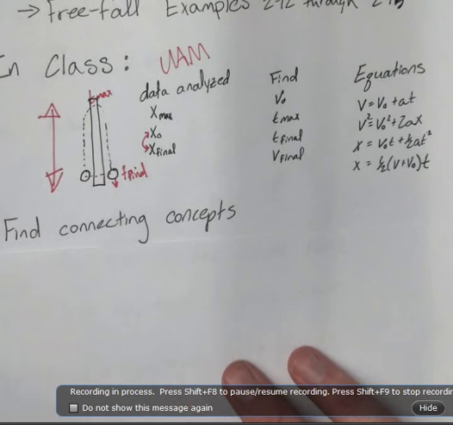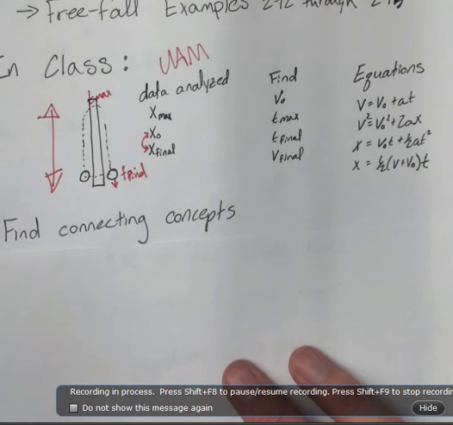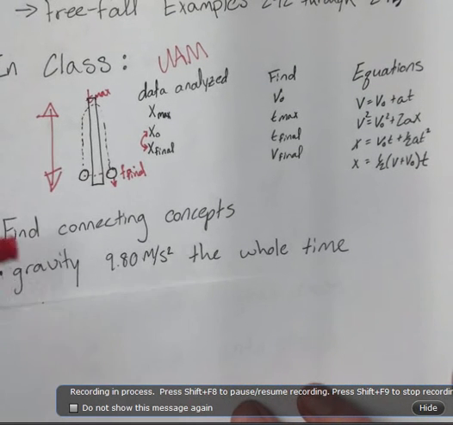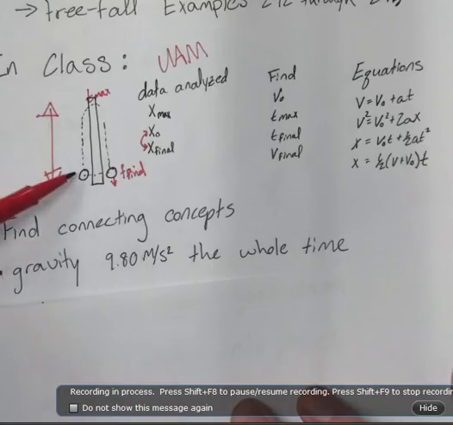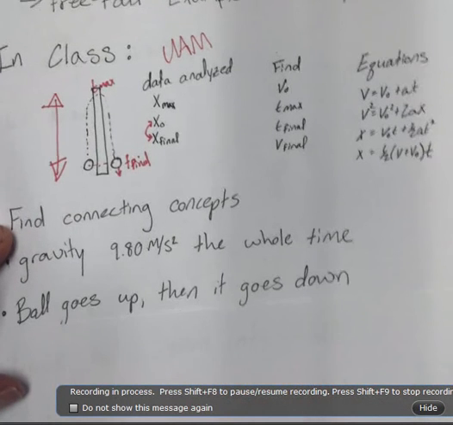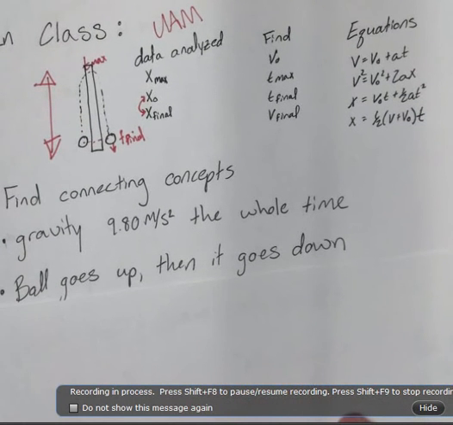In order for us to solve this problem, we're going to be finding the connecting concepts. One of the connecting concepts is that gravity, which is 9.8 meters per second squared, is acting on the ball the whole time, because I asked about the time that it left your hand until the time that it's at the same level that you let it go or released it. So that means that gravity is actually causing it to fall. In this situation, we are able to neglect air resistance because the velocity is low enough that that's possible. We broke it down into ball goes up and then it goes down.